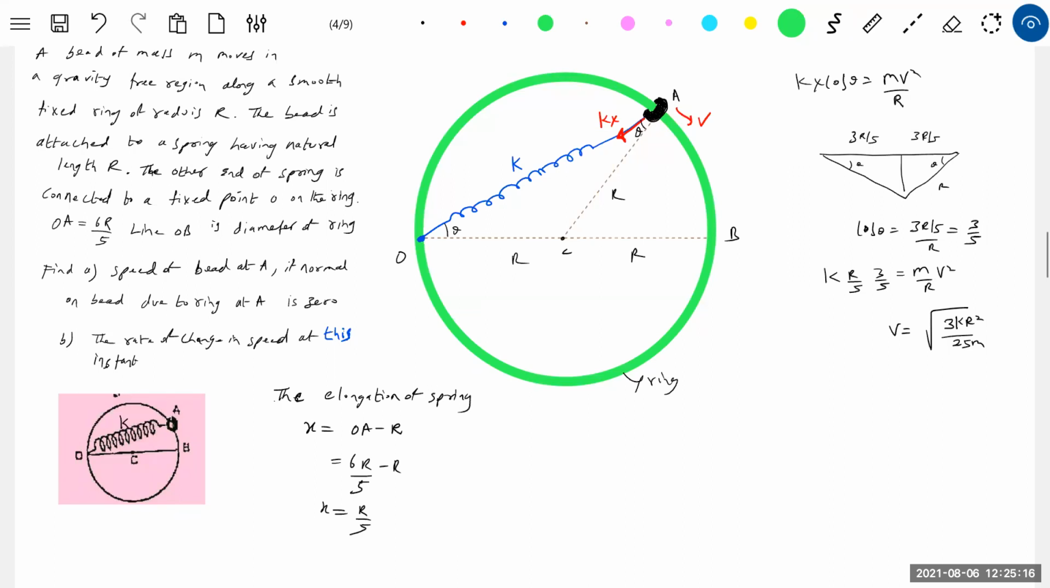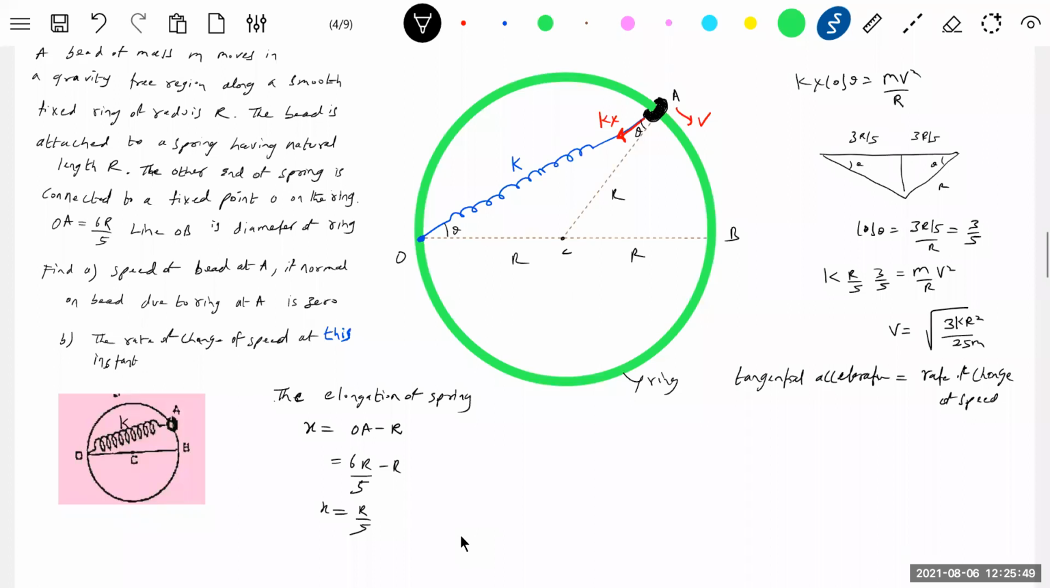Now it is asking one more, the rate of change in speed at this instant. Rate of change of speed. What is rate of change of speed? Tangential acceleration is called the rate of change of speed in circular motion. So how to get tangential acceleration?